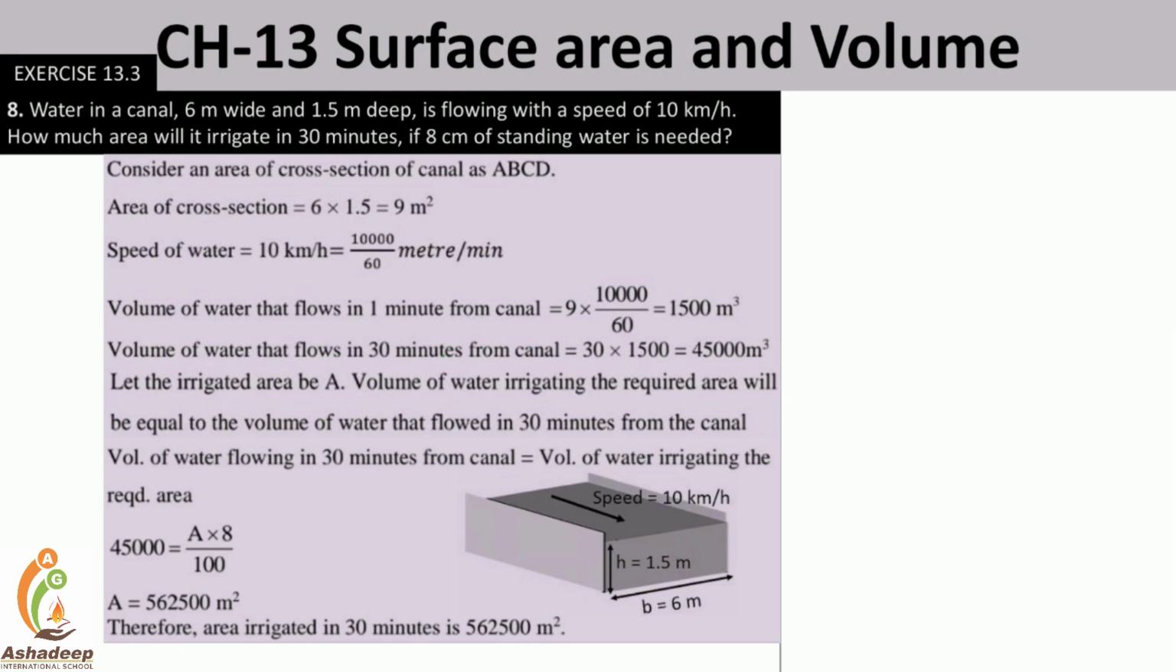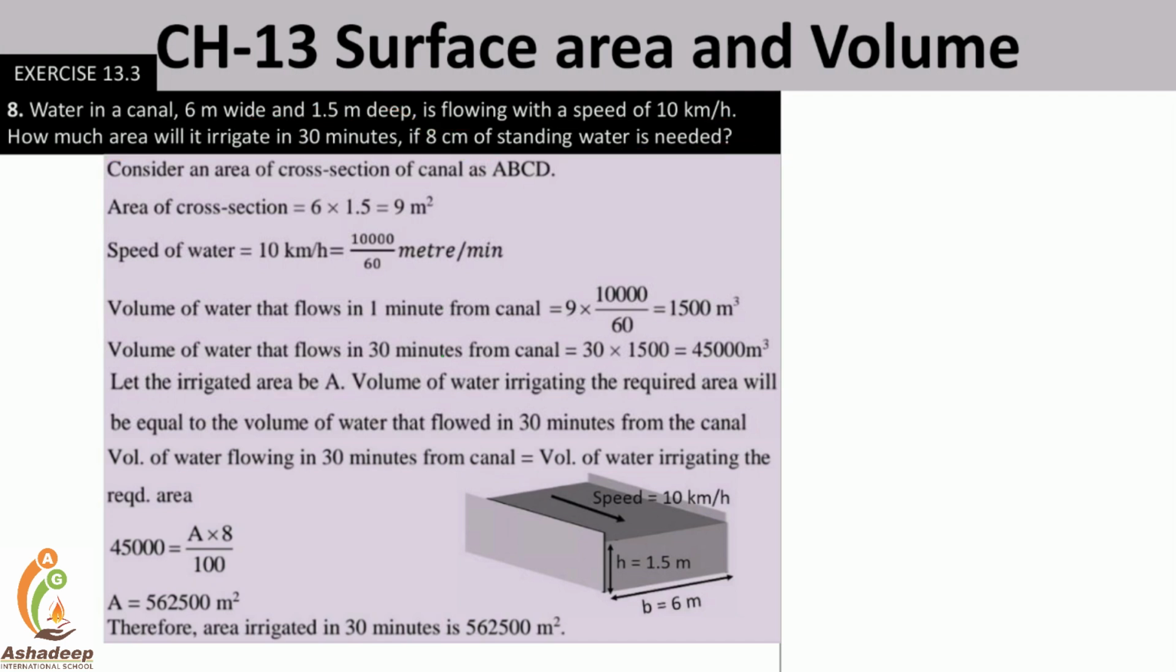So today we are going to see question number 8 of exercise 13.3. We already did 7 consecutive questions till the previous lecture. So today we are going to see question number 8. Water in the canal 6 meter wide, 1.5 meter deep, flowing with the speed 10 kilometers per hour. How much area will it irrigate in 30 minutes if 8 centimeters of standing water is needed?